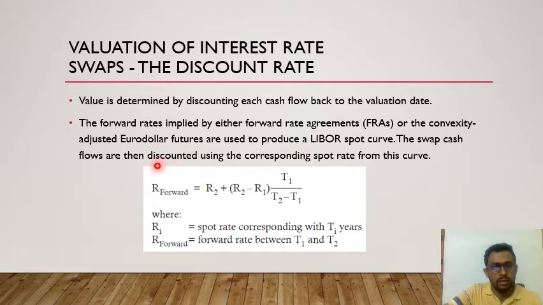And here the formula is given by R forward is equal to R2 plus (R2 minus R1) into T1 divided by (T2 minus T1). Here T1 is time 1, T2 is time 2, R2 is the spot rate corresponding to T2 years, and R1 is the spot rate corresponding to T1 years. So R forward can be calculated using this formula. This will be used in calculating the rate for the forward rate agreement while valuing an interest rate swap using FRAs.